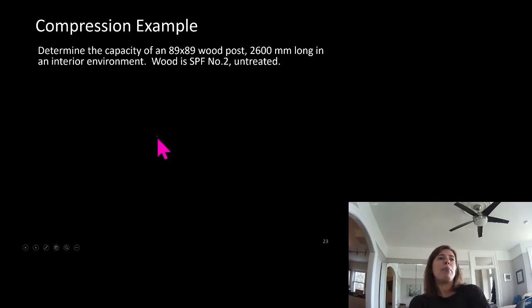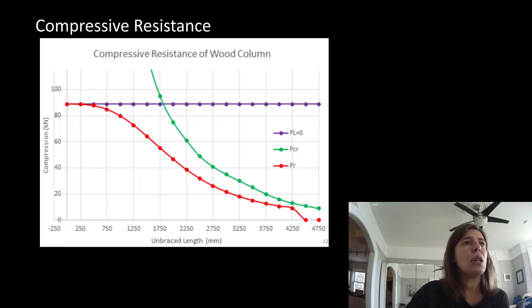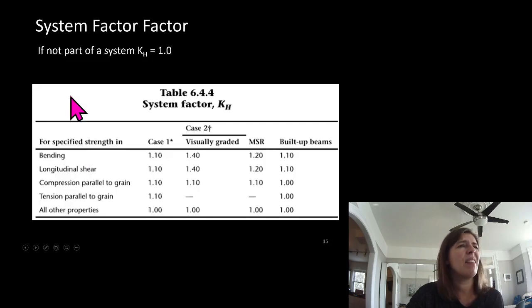So let's look at an example of compressive resistance, or let's look at the compressive capacity of an 89 by 89 wood post that's 2.6 meters long in an interior environment. The wood is SPF number 1 or SPF number 2, and it's untreated. So I could make you go do that big, long, complicated equation. You have all the information that you would need. I'm going to talk it through with you, and I'm going to tell you all of that. Let's look at our compressive resistance equation. We know that we can pull off our FC and all of these KDs. Let's go take a look.